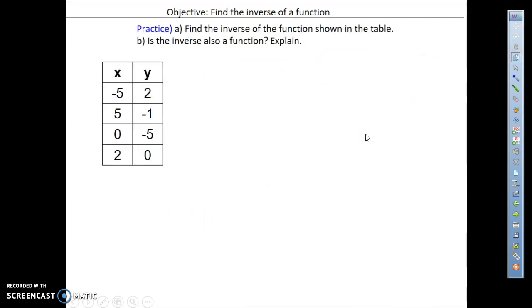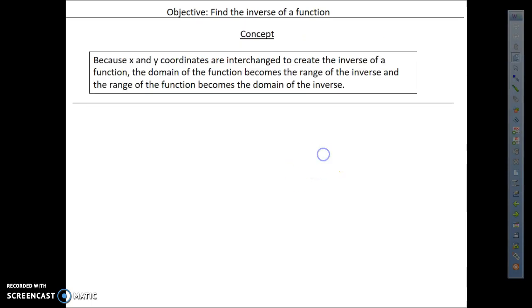Try this one, pause it, again, check the answers, same procedure with this. Okay, and I'm going to go ahead, I'm going to make one last video for this one and pause.